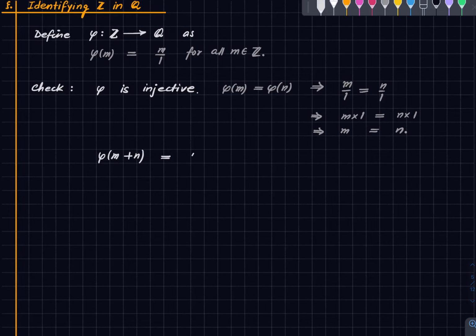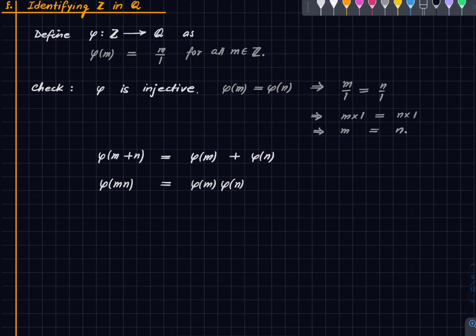Also check that it respects addition. It respects addition. And it respects multiplication. Okay. So what is the first thing saying? The first thing saying is that as a set, it is sitting inside here. For everything in Z, there is some guy that you can find uniquely present here.